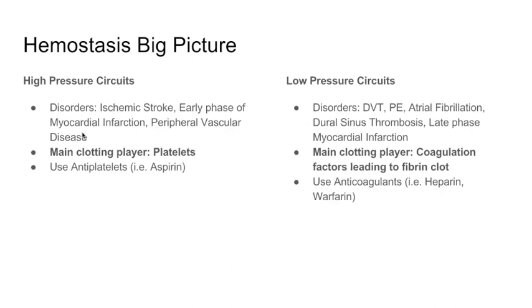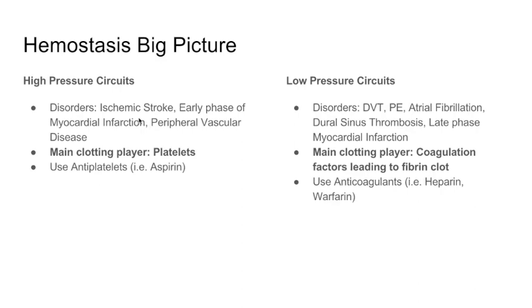Now, let's talk about the other side, low pressure circuits. So what are low pressure circuits? Low pressure circuits are circuits that have low pressure in them. So for example, the veins of the leg, these have low pressure. Your pulmonary artery has low pressure. Your left atrium has low pressure. Your veins in the head, so the dural veins and the dural sinuses, these have low pressure. So if you understand that difference, then it makes your life much easier.